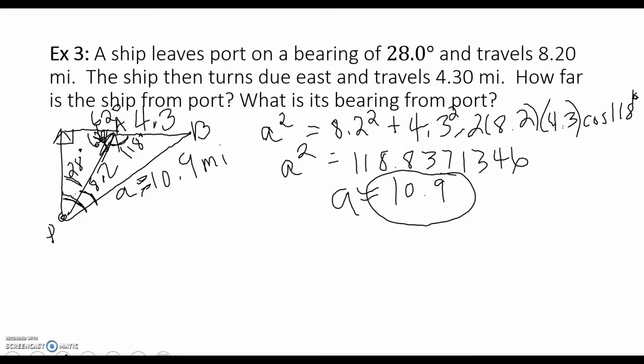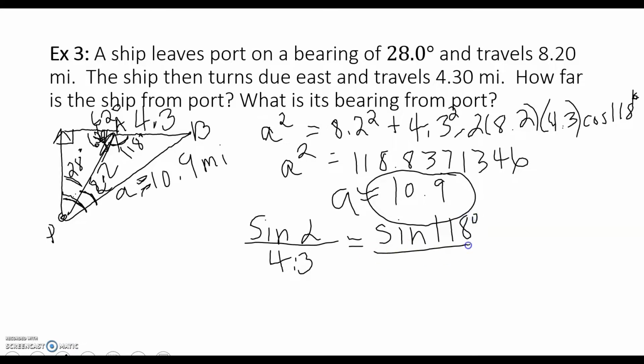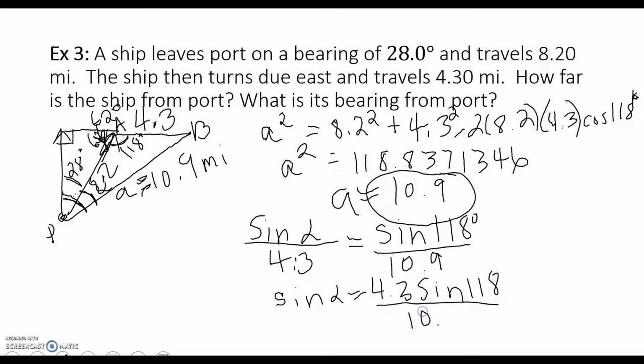So let's call that angle alpha. That's this inside angle right here. We want to say sine of alpha over 4.3, because 4.3 is the length of the side that's opposite that angle, is equal to sine of 118 degrees all over 10.9. So we get sine of alpha is equal to 4.3 times the sine of 118, all over 10.9.